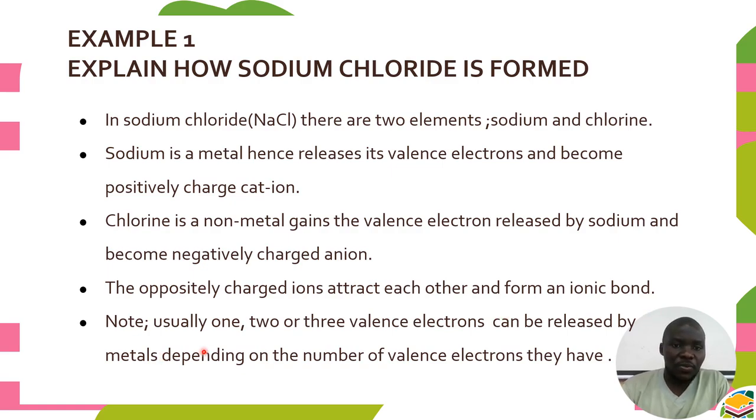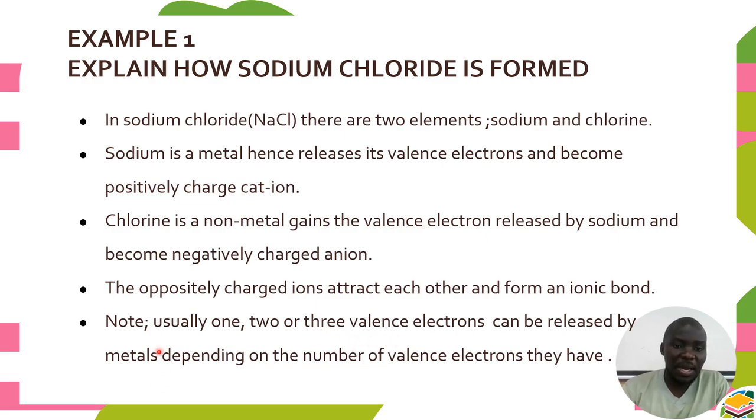Note, usually one or two or three valence electrons can be released by metals depending on the number of valence electrons they have. What does this statement mean? We're saying that since we have different metals, we have group 1 elements, which in the outermost shell have one valence electron. We have group 2 elements, which in their outermost shell have 2 valence electrons. We have group 3 elements. For example, aluminium has 3 valence electrons. So for these metals, for them to be stable, they have to release all the valence electrons.